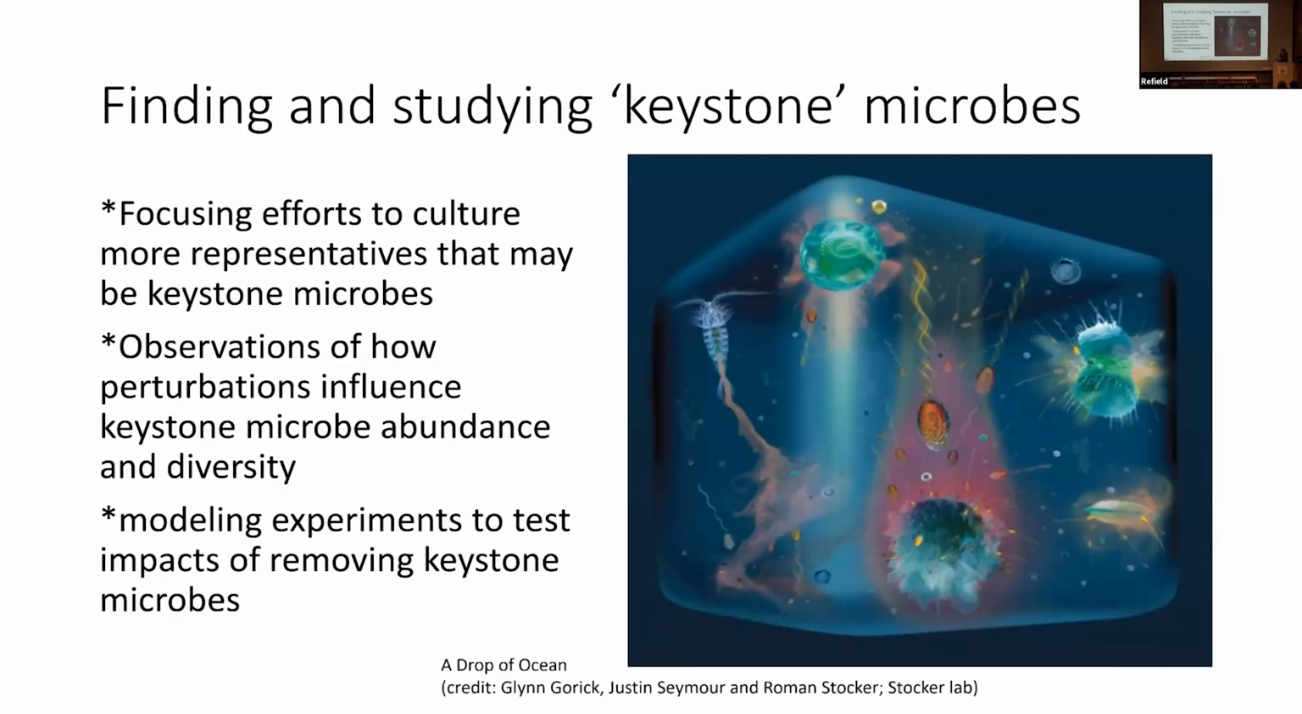One low-hanging fruit is more observations of how perturbations such as marine heat waves or storms influence keystone microbe abundance and diversity. That would be a good way for us to check ourselves to see if they are actually contributing to resilience. And I'm not a modeler, but I would love it if there were more modeling experiments to understand how removing keystone microbes would impact the resilience of the ecosystem.